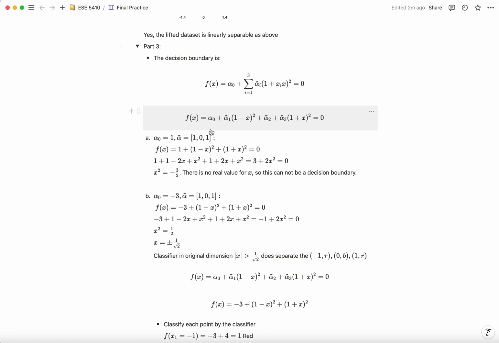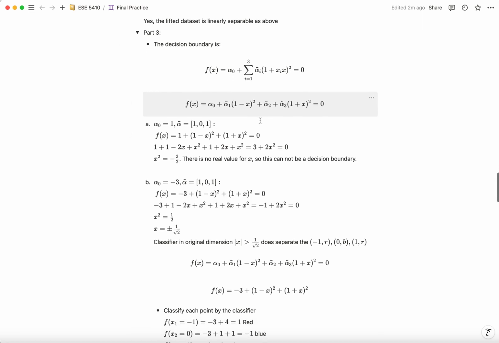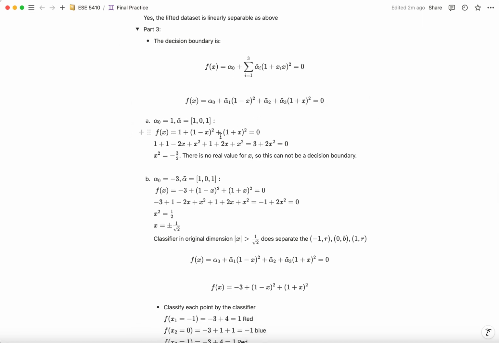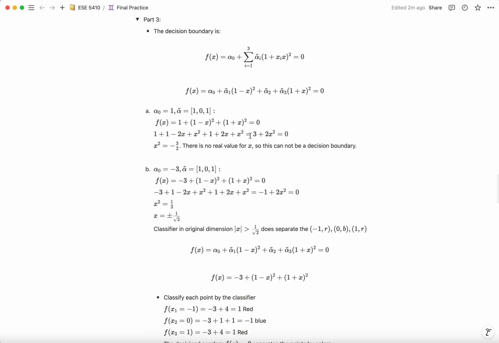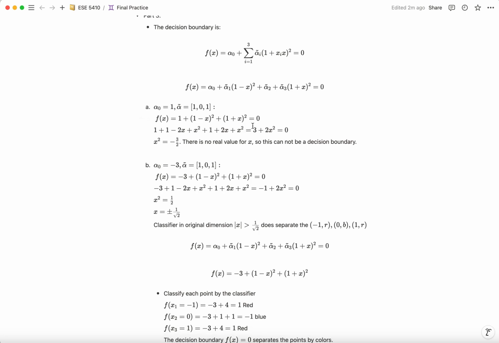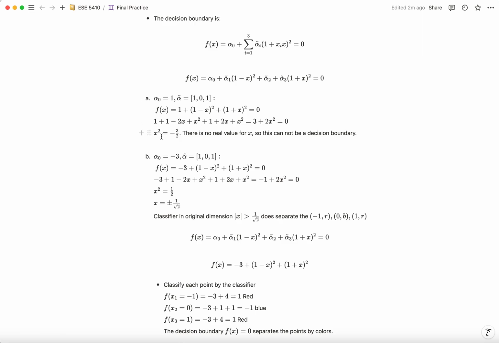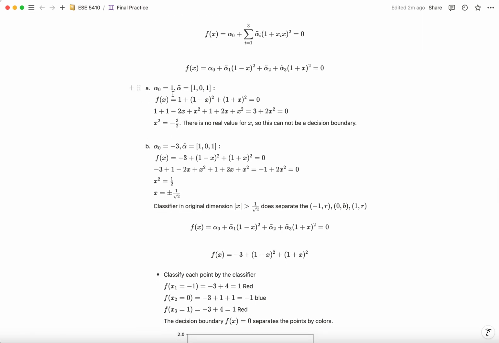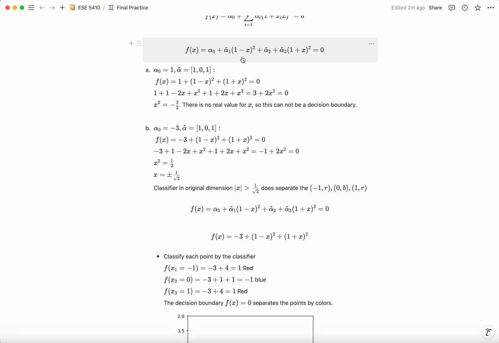When we substitute those weights in this equation, we end up with this equation for f of x. And the question is, is this solvable for a real value or real values of x? And the answer is no, it's not, because this reduces to x squared equals negative 3/2, and we know that when a square is negative, then there is no real value of x that satisfies this equation. So A is not a valid option for a set of weights that would satisfy this equation.